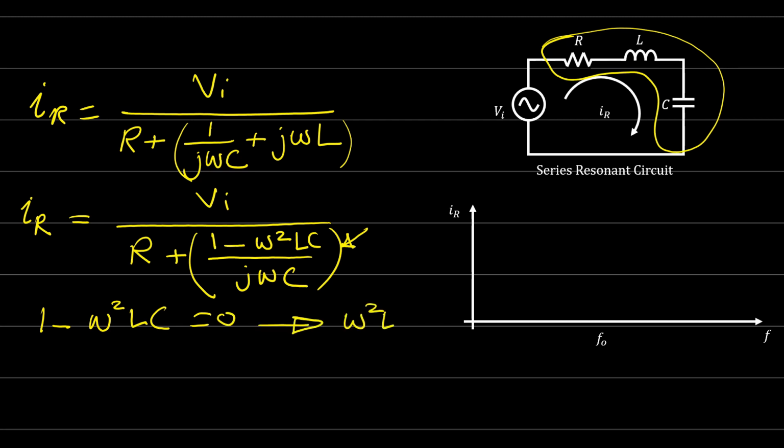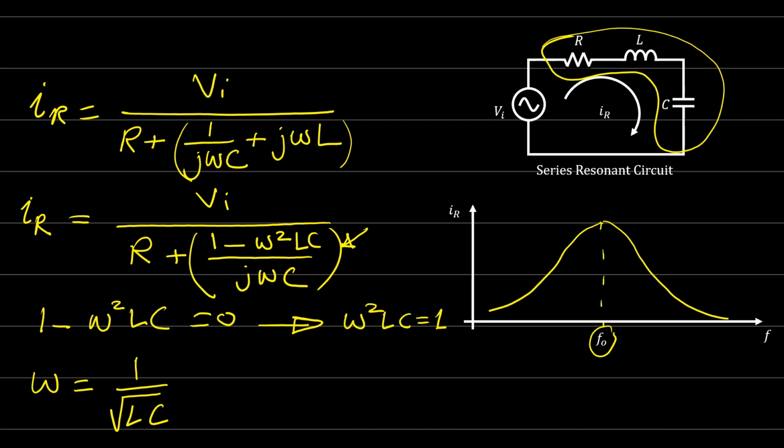Then ω²LC is equal to 1, and from this we can say that ω is equal to 1 over the square root of LC. So this is the frequency that can obtain the maximum current, right? Which is the resonant frequency. So that's why I will call this one ω0, right? ω0 is the resonant frequency.